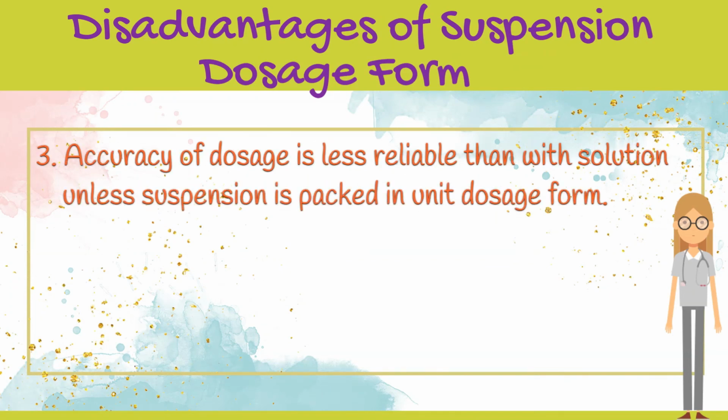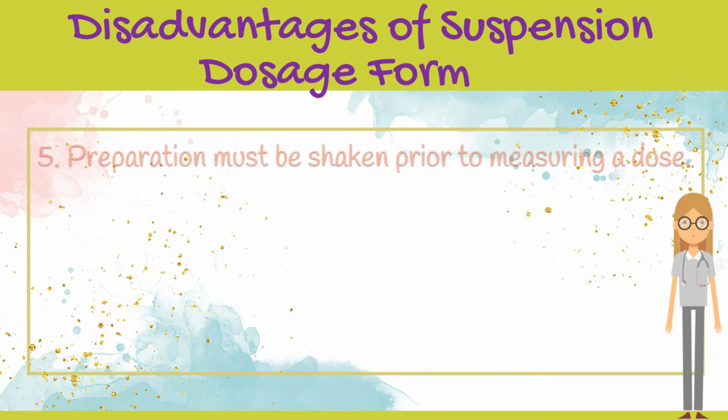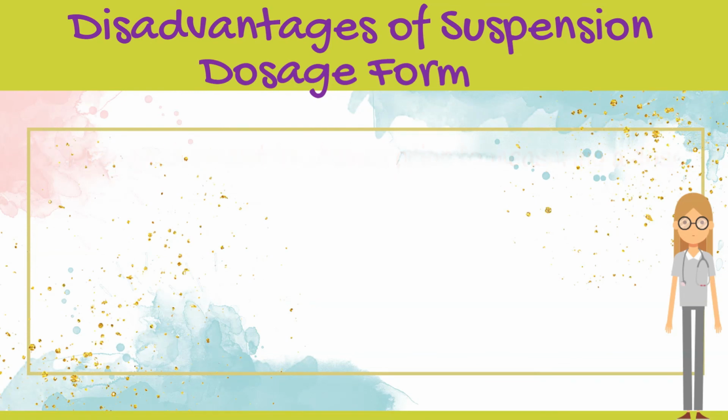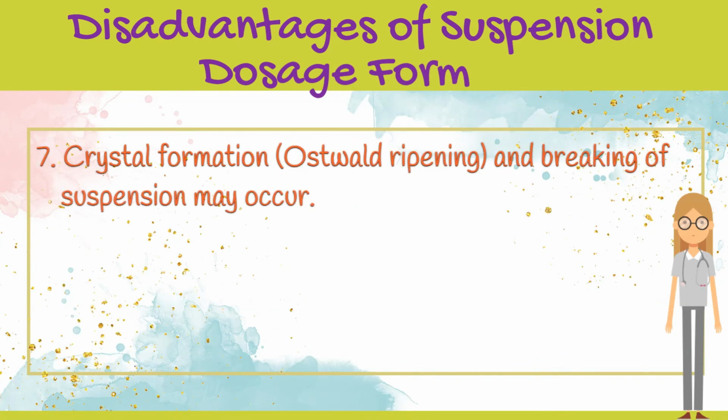(3) Accuracy of dosage is less reliable than with solutions, unless the suspension is packed in unit dosage form. (4) Suspension formulations may be bulky, and therefore difficult for a patient to carry. (5) Preparation must be shaken prior to measuring a dose. (6) They have pourability and syringeability issues, for example, injectable suspensions. (7) Crystal formation or Ostwald ripening and breaking of suspension may occur.